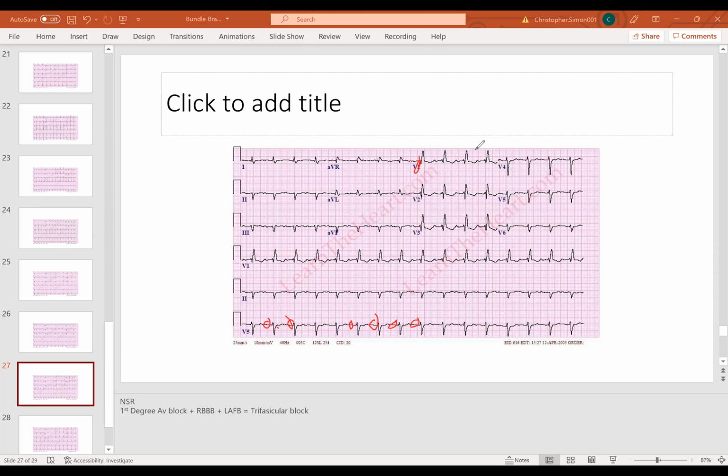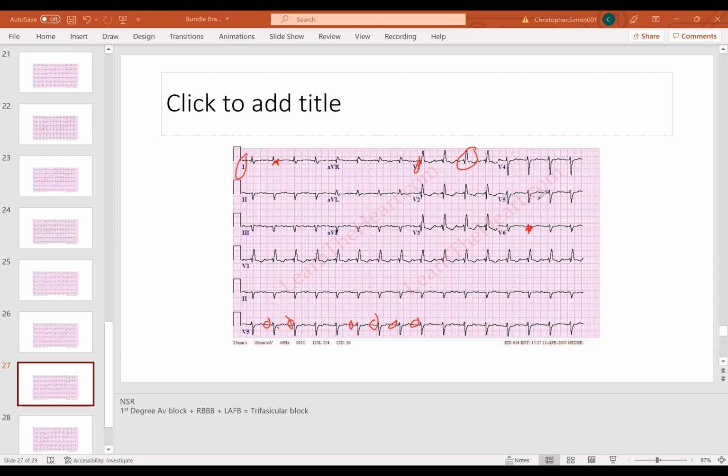In V1, we got a positive deflection. Lead 1, we got slurred S wave. V6, we got slurred S wave. So if in V1, positive deflection, slurred S waves in lead 1 and V6, that's a right bundle branch block. Well, we already got a first degree AV block and a right bundle branch block.